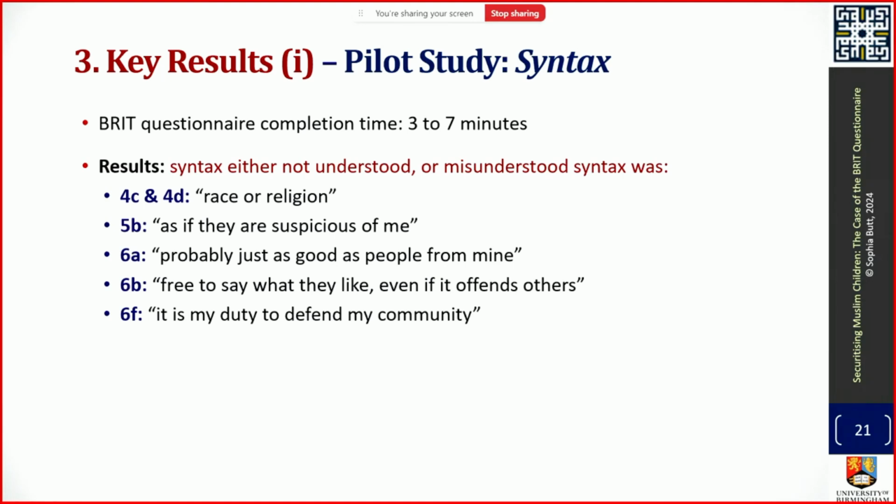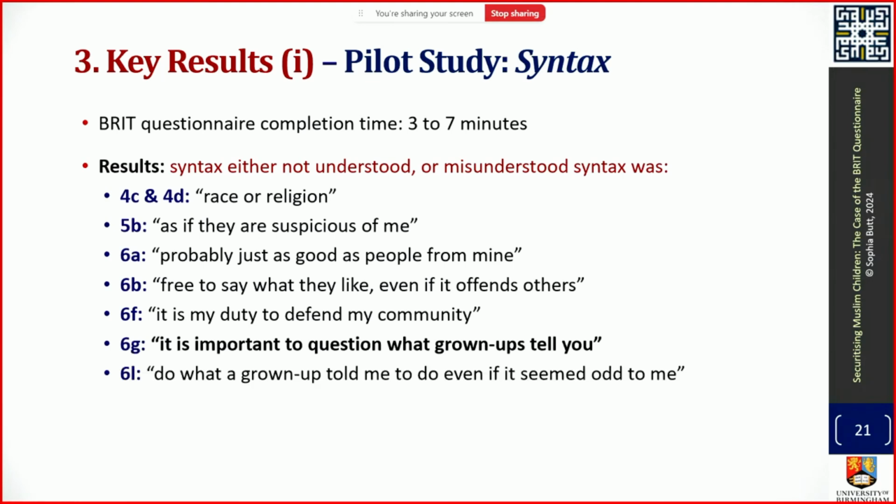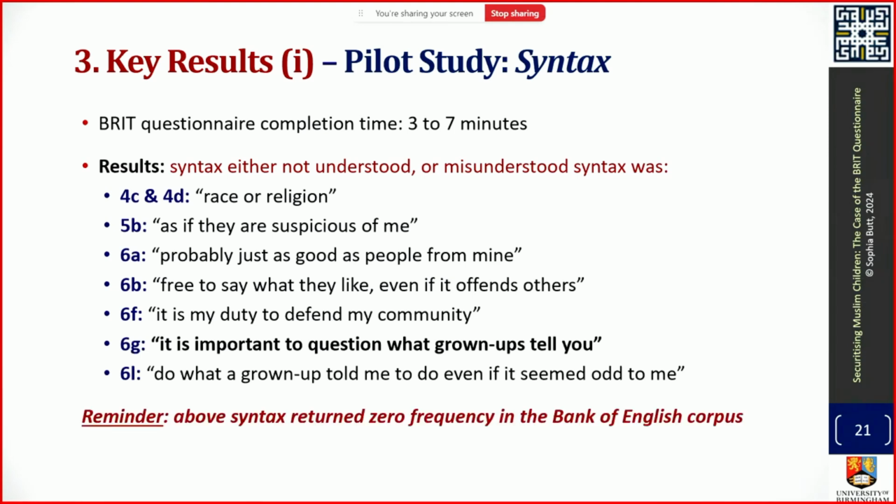It is my duty to defend my community. It is important to question what grown-ups tell you, and to do what a grown-up told me to do, even if it seemed odd to me. Now remember, in the Bank of English corpus, this returned 0 frequency. For example, we've got multiple clauses in some of these syntax, but also certain words. So there's certain lexis that the pupils may be unfamiliar with, like community or suspicious or whatever.